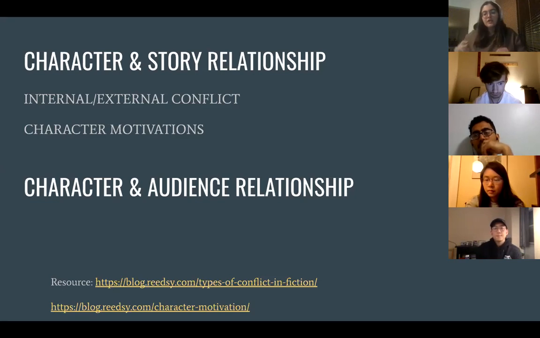Another thing I want to add about the character and audience relationship: when you're writing your characters, it's important to know how you want them to be perceived by the audience. For example, if you're writing a character and you don't want it to be likable, you have to make sure that plays through to your audience. That's always important to note.